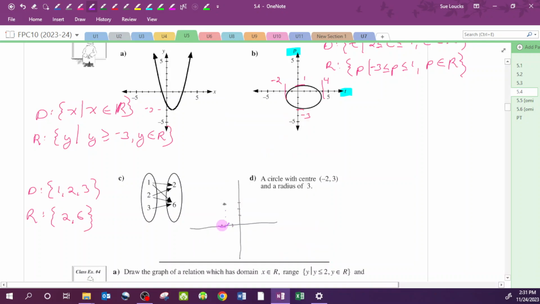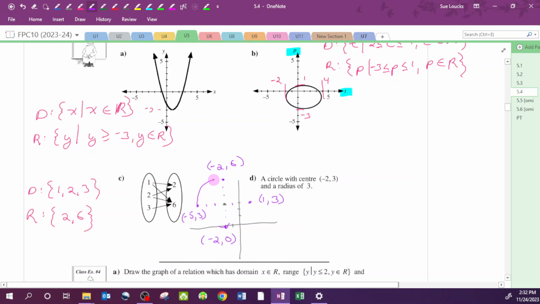So this point right here is going to be at (-2, 0). And if I go up 3, 1, 2, 3, I am at (-2, 6) because I went up 3 from the center of my circle. There's that. And then if I go to the right, I'm going to go 1, 2, 3. So this point here is (1, 3) because it's in line with the center of my circle. And if I go 3 to the left, this point here is going to be (-5, 3).